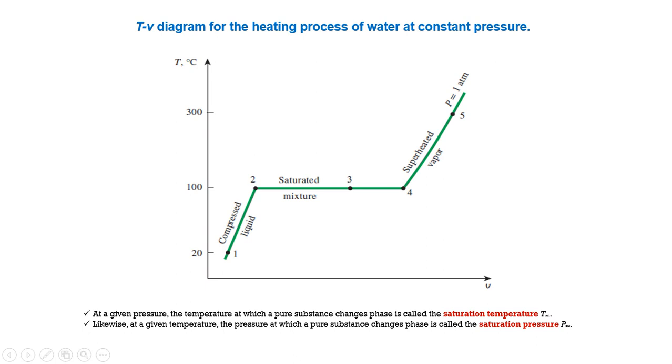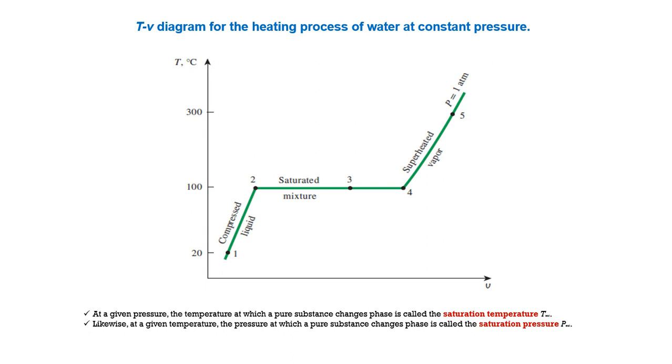Now, the phase change process property diagrams. The first diagram, the T-v diagram, for the heating process of water at constant pressure. The property diagrams are very useful for the study of variation of the thermodynamic properties during the phase change process, that is, from one phase to another phase. So first of all, we have to discuss the T-v diagram, that is the temperature-volume diagram. Okay. The phase change process of water at 1 atmospheric pressure.